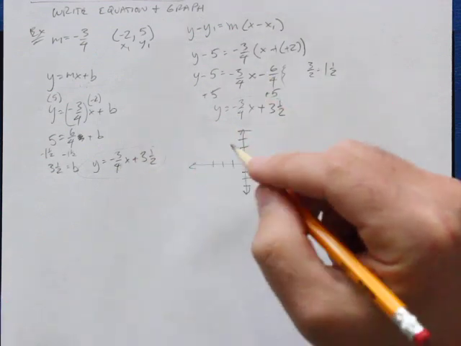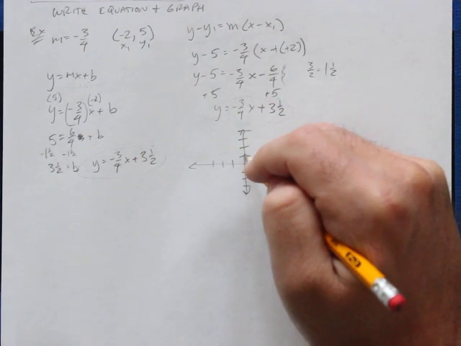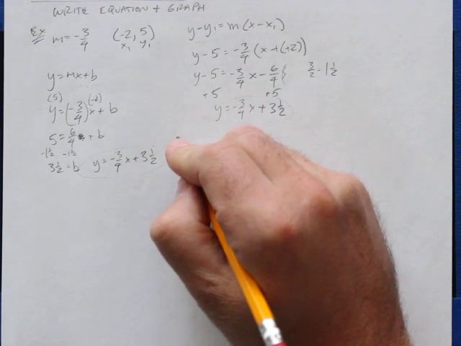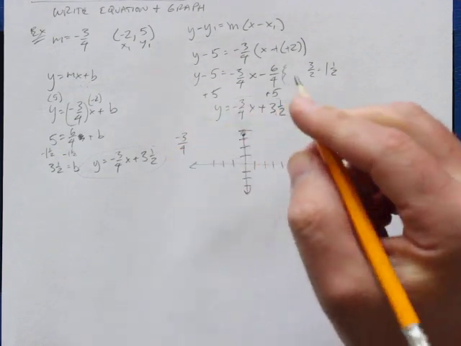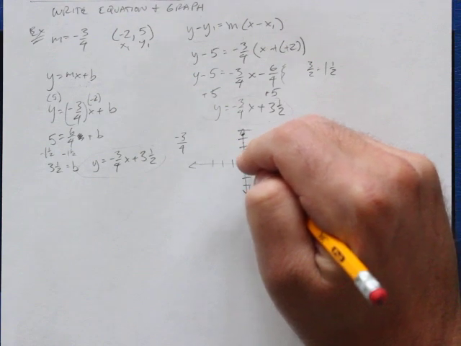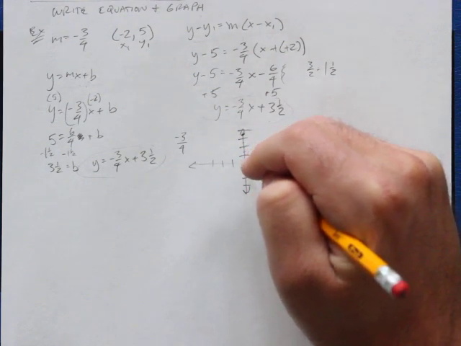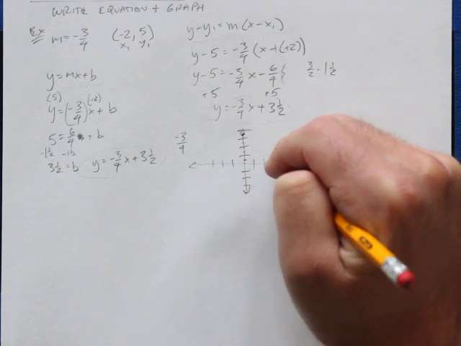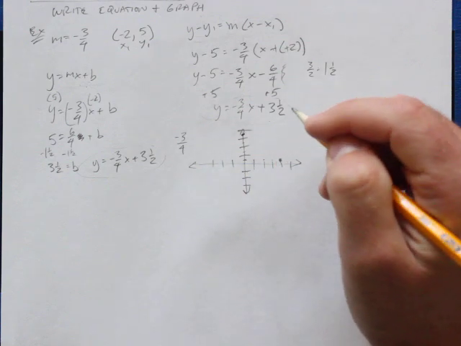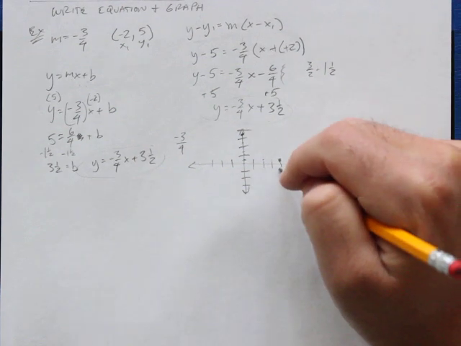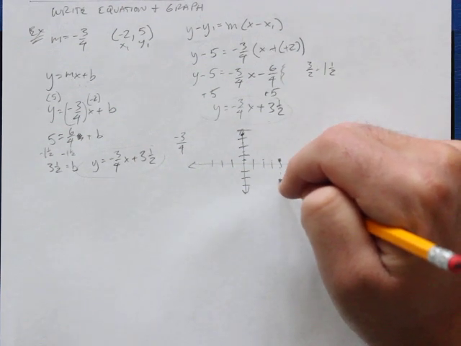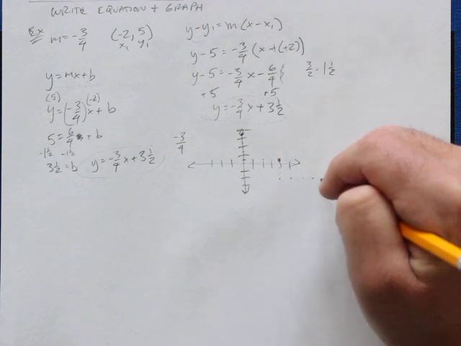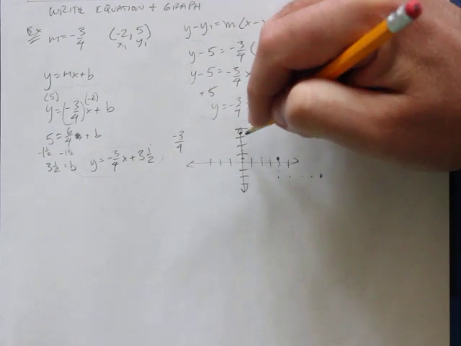So my y-intercept is 3.5, so I go up 3.5, 1, 2, 3, and 1/2 is right here. And then I write my slope, that's -3/4, so I go down 3, 1, 2, 3, and then to the right 4, 1, 2, 3, 4, and I should do that again. 1, 2, 3, and 4, 1, 2, 3, 4. Draw my line.